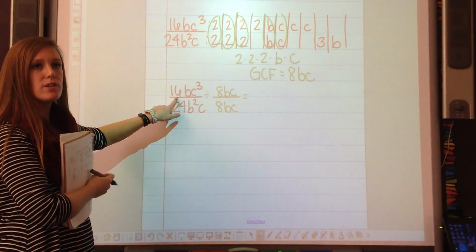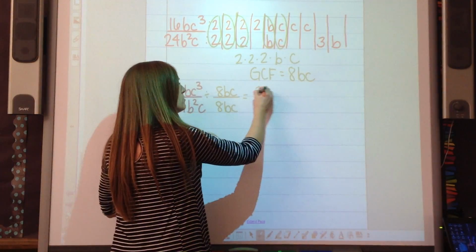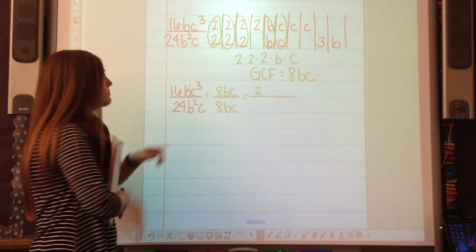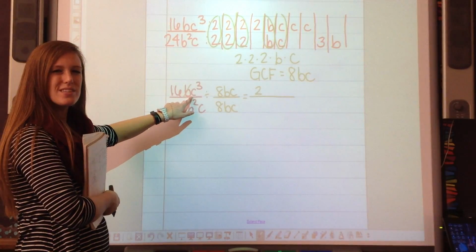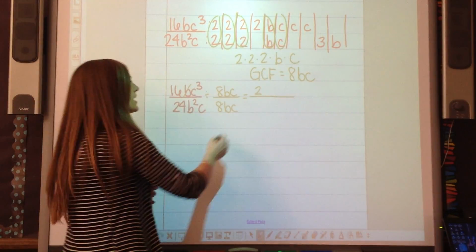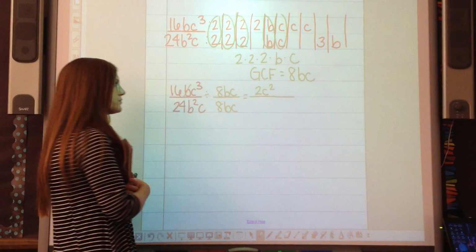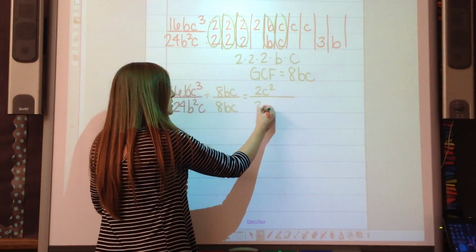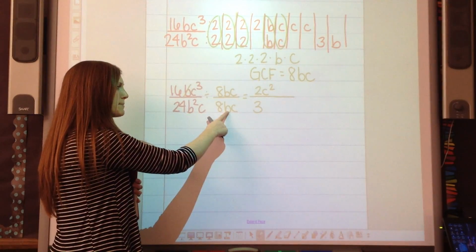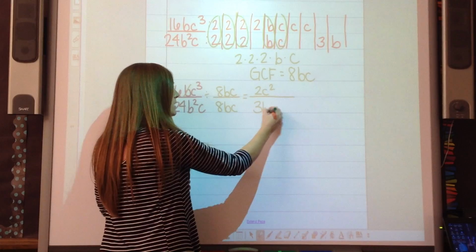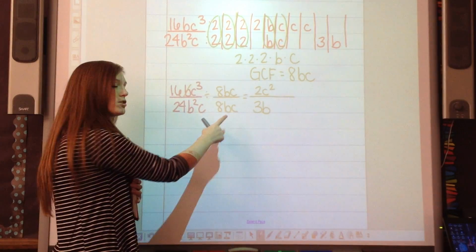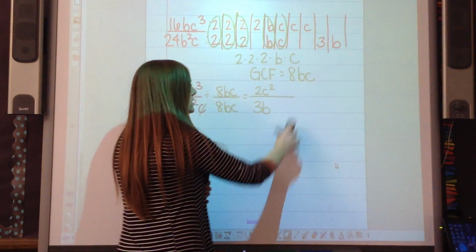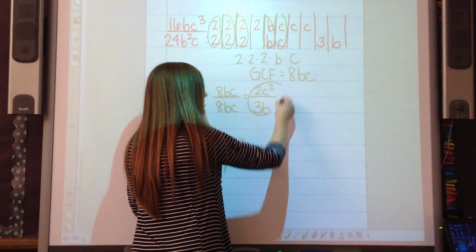So start with the coefficient. 16 divided by 8 is 2. And then I'm pulling out a b, so there are no more b's. And I'm pulling out one c. If I have 3 c's and I'm dividing by 1 c, I have 2 c's left. 24 divided by 8 is 3. There are 2 b's. I'm dividing by a b, so we have 1 b left. c divided by c, just like 5 divided by 5 is 1, so the c's are gone. This fraction right here is its simplest form.